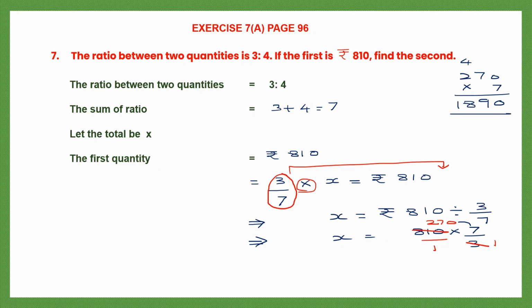So we have found the value of x. X is equal to rupees 1890. So this is the total. The total is x, we said. So we found the total to be 1890. Now with this we can find the second quantity. So now let's find the second quantity.